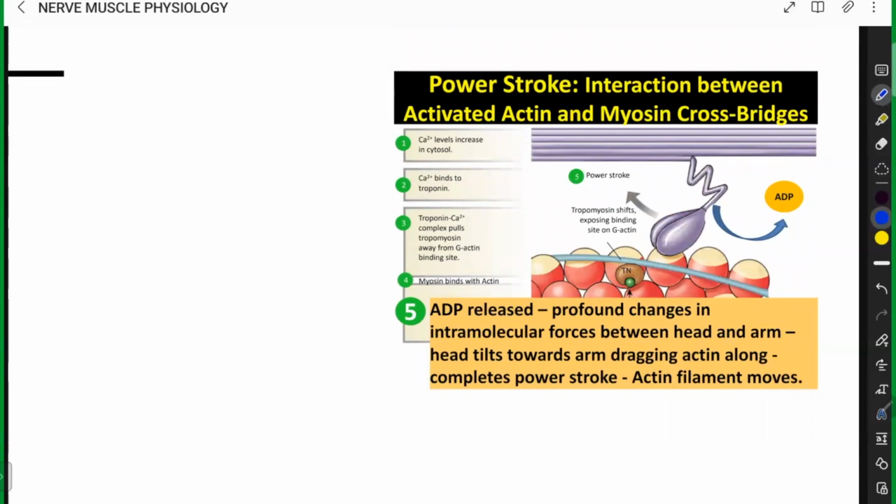Upon the formation of the cross bridge, what happens? ADP is released. This ADP causes a conformational change in the myosin head that moves the thin filament relative to the thick filament, completing the cross bridge power stroke. This sliding of the filaments is the basis of your sliding filament theory. Once there is a power stroke, ATP again binds with the myosin head.